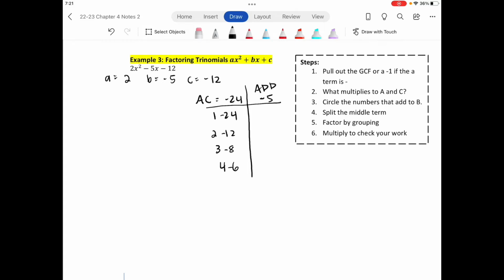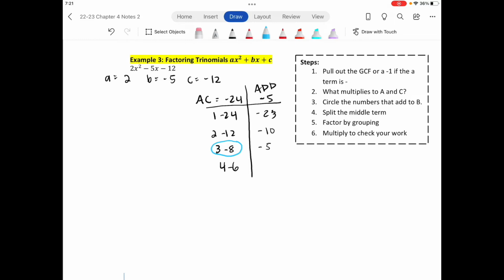After making the larger number negative, we can now see which of these pairs will add to negative 5. 1 minus 24 is negative 23. 2 minus 12, negative 10. 3 minus 8, negative 5. So we can stop right here. We can see that 3 minus 8 is going to give us the negative 5 that we're looking for.